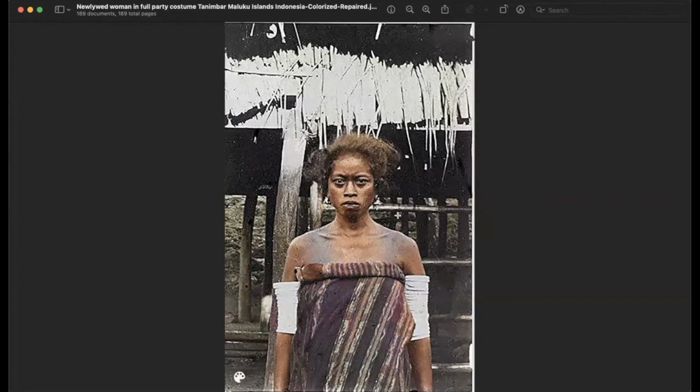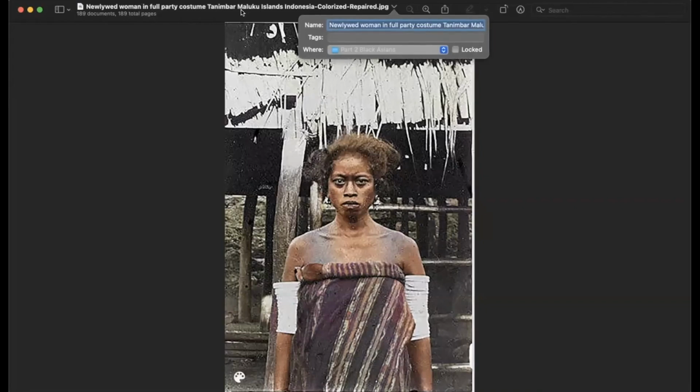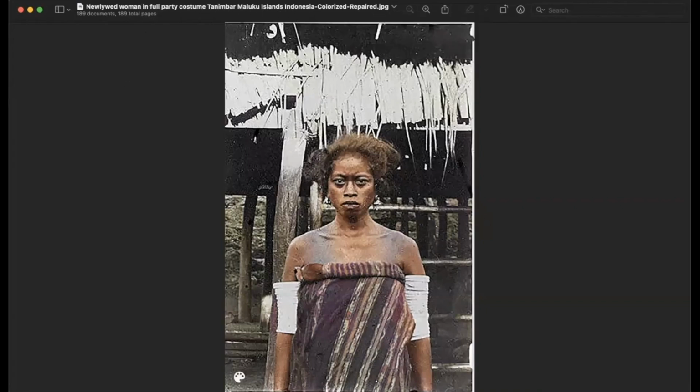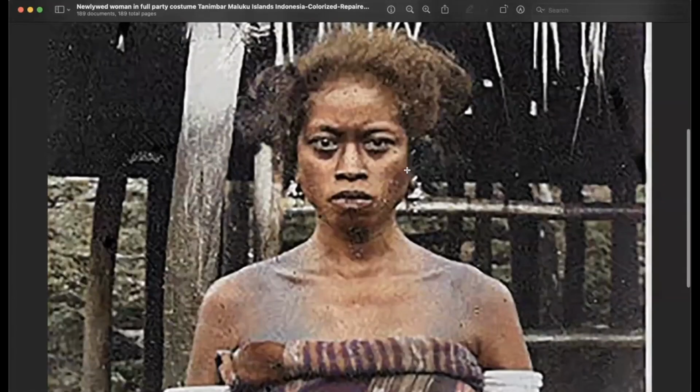It says, newlywed woman in full party costume, Tanimbar, Maluku Islands. Remember the Maluku Islands, Indonesia. This is an Indonesian woman, an original, indigenous woman from the Maluku Islands, the Tanimbar region, Indonesian archipelago.